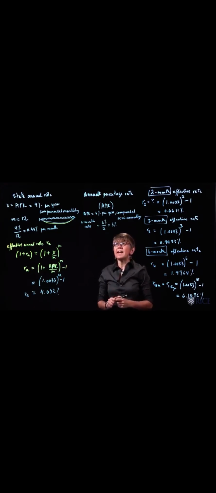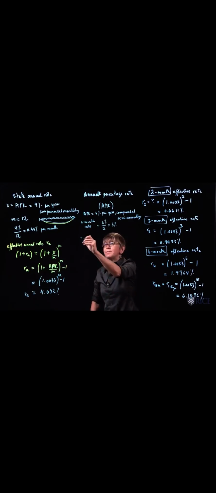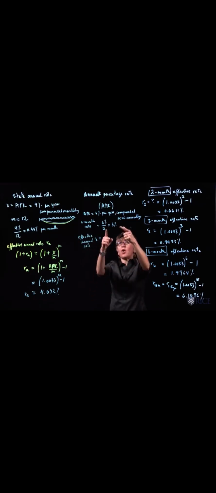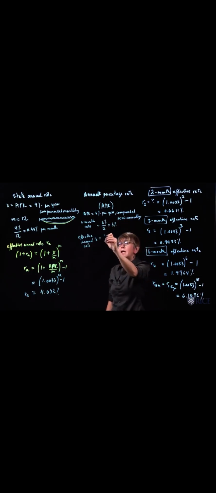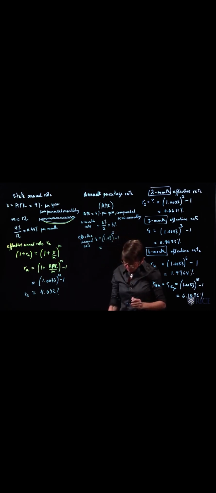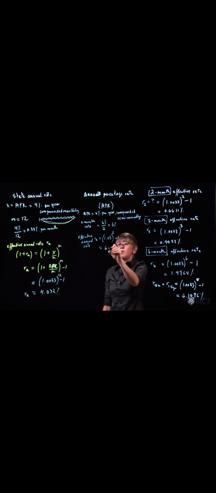What is the effective annual rate? It's going to compound twice because it's being compounded semi-annually. It's going to be 1.03 squared minus 1. In other words, that's going to give me 6.09%.